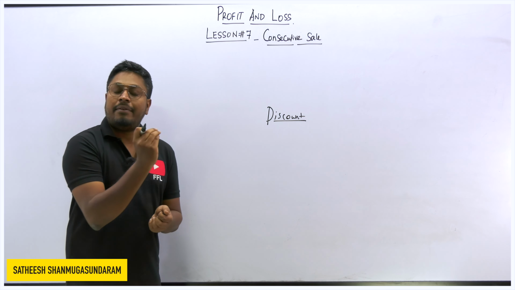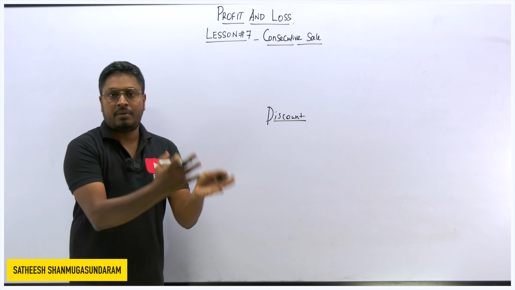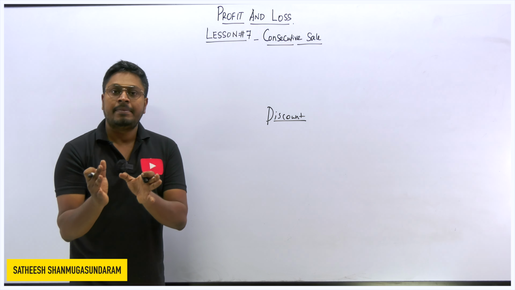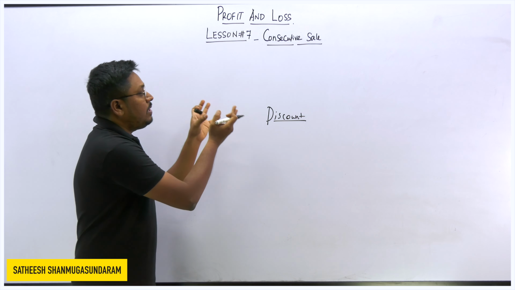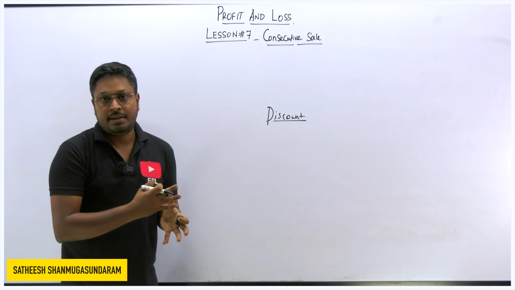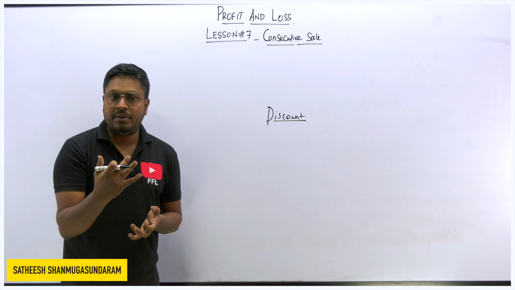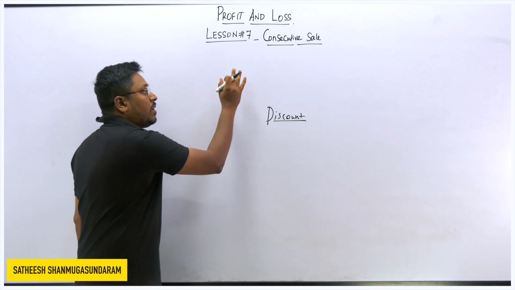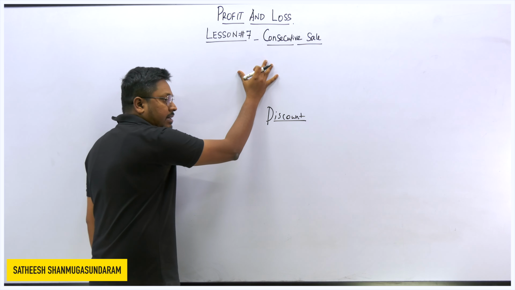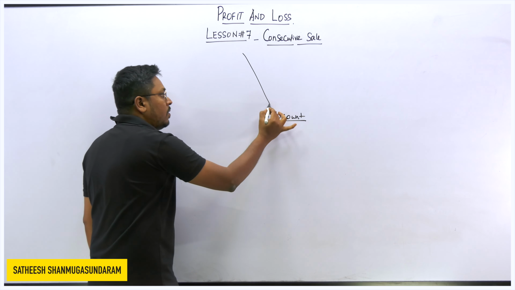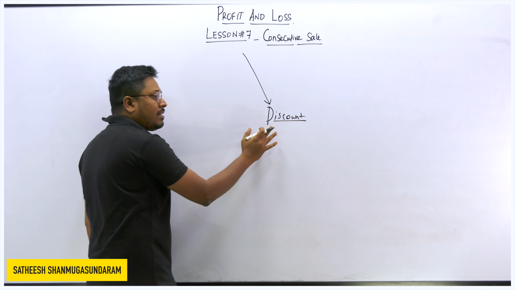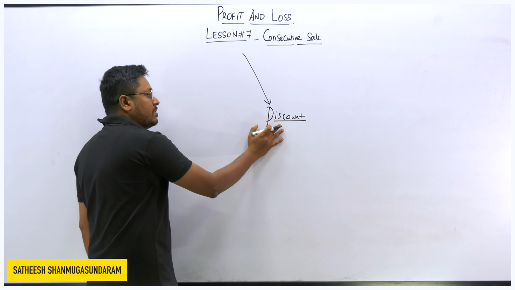I told you that either you learn profit and loss first, or you learn discount first, whichever. But if you are a student who hasn't touched the discount topic yet and has started learning only profit and loss, this will be the right time. After watching this lesson number 7 on consecutive sales, go directly to the topic called discount. In my YouTube channel playlist you can find it; I think I have posted 5 or 6 lessons on discount.